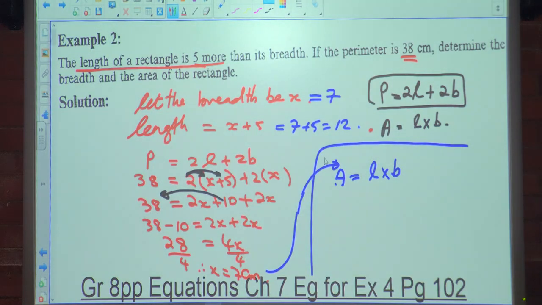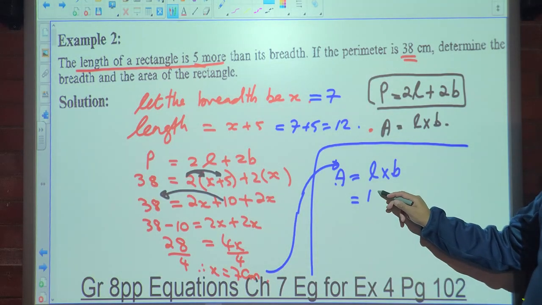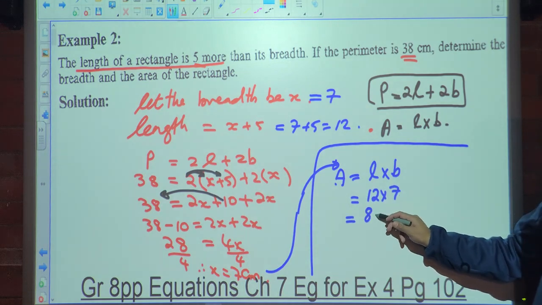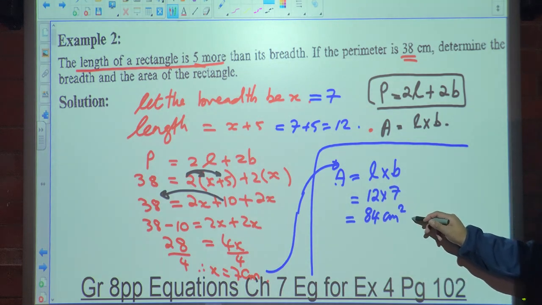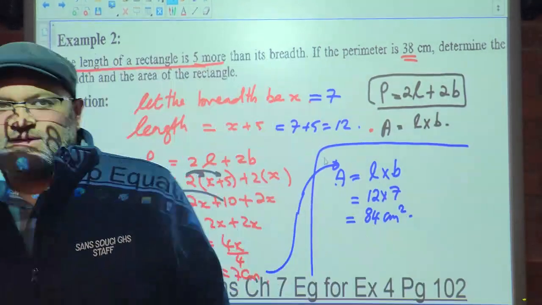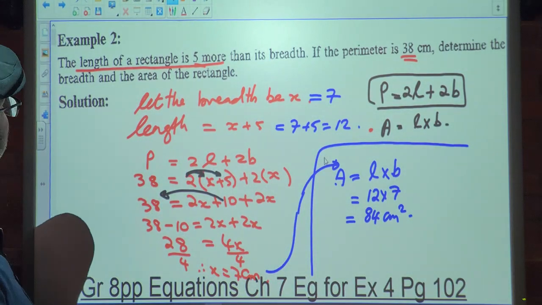You guys understand? So your area is going to be length, which is 12 times 7, which is 84 centimeters square. Okay, you guys understand? Alright, let's look at the next one.